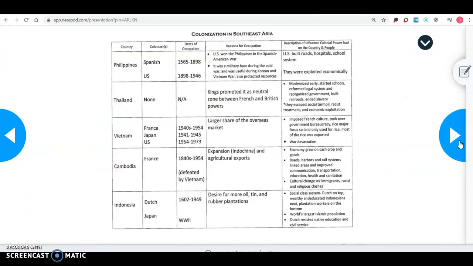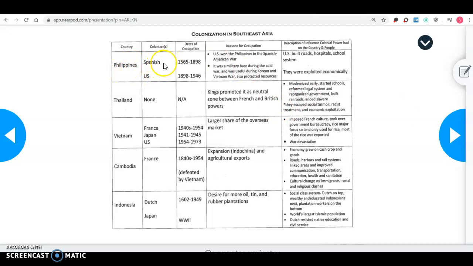So had we been in class, we would have filled out this chart using some matching cards. But instead, I'm going to go over each of these countries because this is what will be on one of your quizzes. And how those colonies eventually are going to create independence, but also how the Europeans are going to impact those areas. So first, starting with the Philippines, the Philippine Islands.